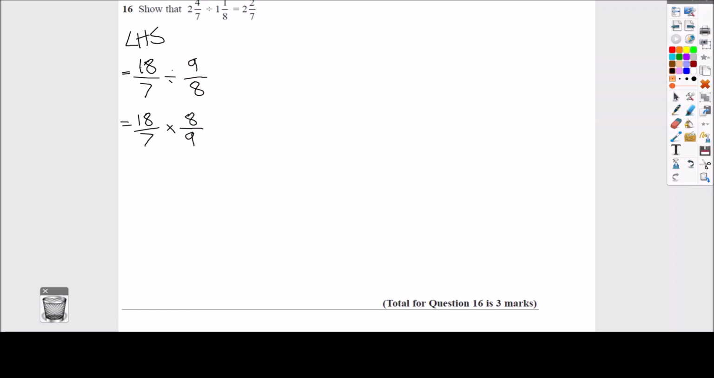Now, you could at this point cancel down. You could see that the 18 and the 9 are both divisible by 9, but let's assume we don't do that. Let's just do old school. How do you multiply fractions? Just top times top and bottom times bottom. Well, 18 times 8 is 144, and 7 times 9 is 63. Now, cancelling that down, dividing top and bottom by 9, I get 16 over 7, and that indeed equals 2 2/7. So you really do need to show all of those steps to make sure you gain the full 3 marks.